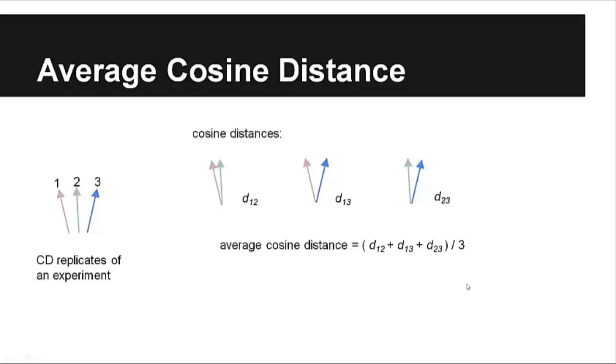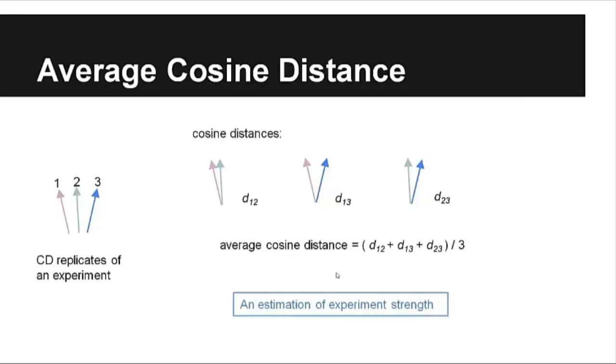But if an experiment is very significantly different from control, its CD replicates should pretty much align in the same direction. So the average cosine distance will be small. So basically, the smaller the average cosine distance, the stronger the experiment, and the larger the average cosine distance, the weaker the experiment. So it's basically an estimation of experimental strength.